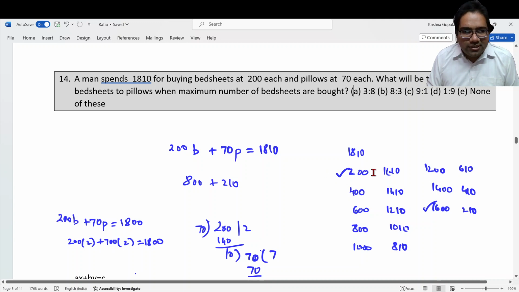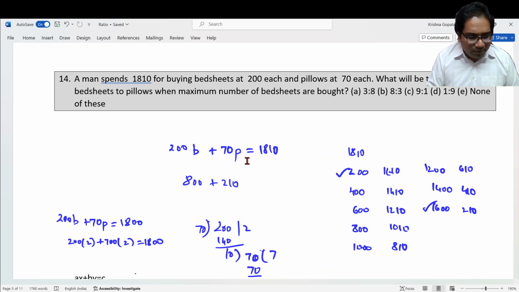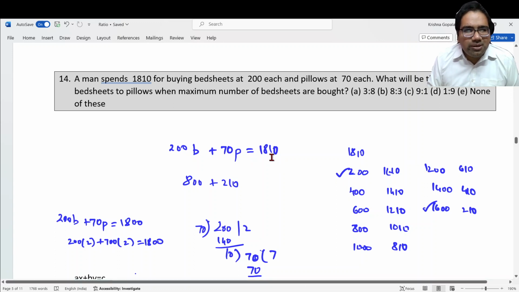still we are able to get to the solution. See here, in this case, if one bedsheet is 1610, you'll be able to buy an integer number of pillows, right? 23 pillows you will be able to buy. 23 into 70 is 1610. Similarly, 8 bed sheets and 3 pillows. This is also possible. So with one equation, with two variables, we are still able to solve. We are able to find out this one.